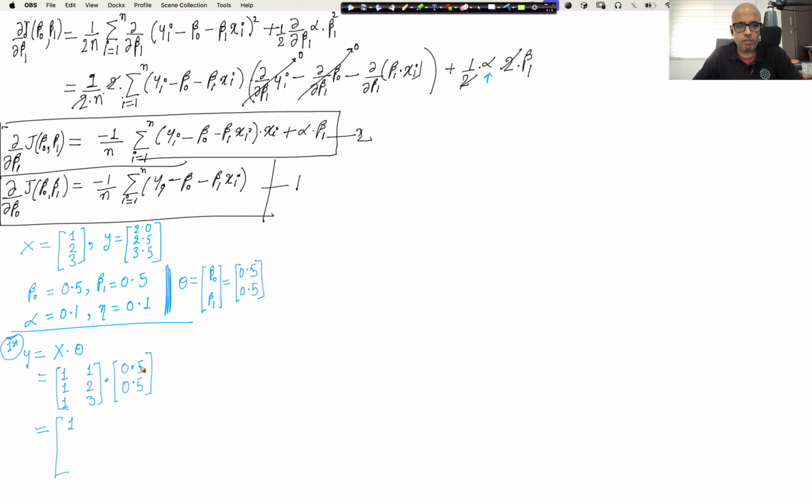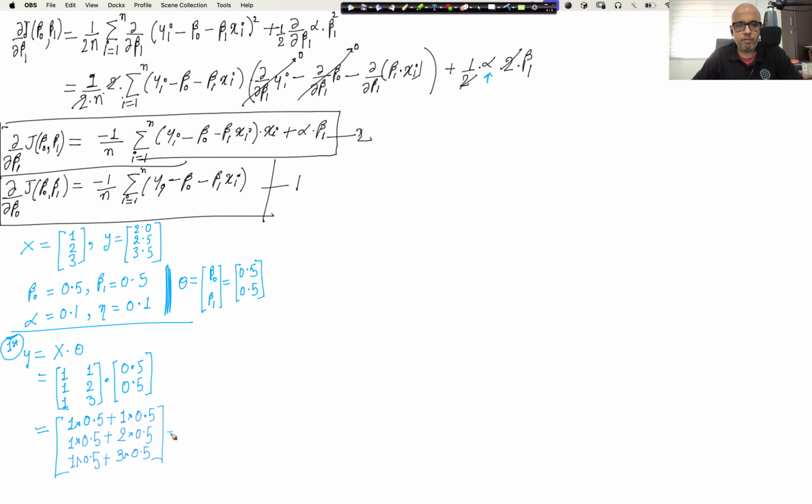We will multiply this one with this 0.5, so 1 multiplied by 0.5, and then we multiply this one with this 0.5, so plus 1 multiplied by 0.5. Likewise, we are going to repeat the same steps for remaining two rows. 1 multiplied by 0.5 plus 2 multiplied by 0.5, and for the last row we have 1 multiplied by 0.5 plus 3 multiplied by 0.5.